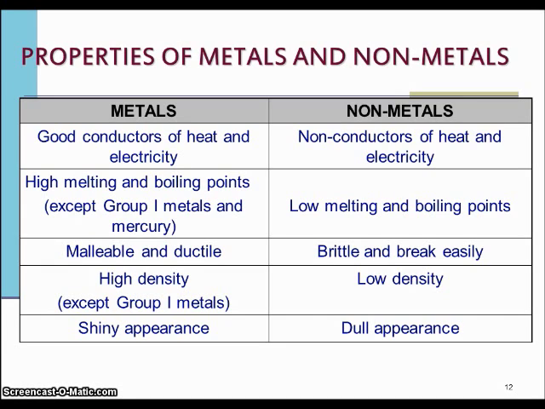Non-metals, on the other hand, are non-conductors of heat and electricity. They have very low melting and boiling points. They are brittle and break easily. They have low density, and they look dull in their appearance. Now, under the properties of metals, you may want to find out what malleable and ductile mean, and we'll discuss this further in class.